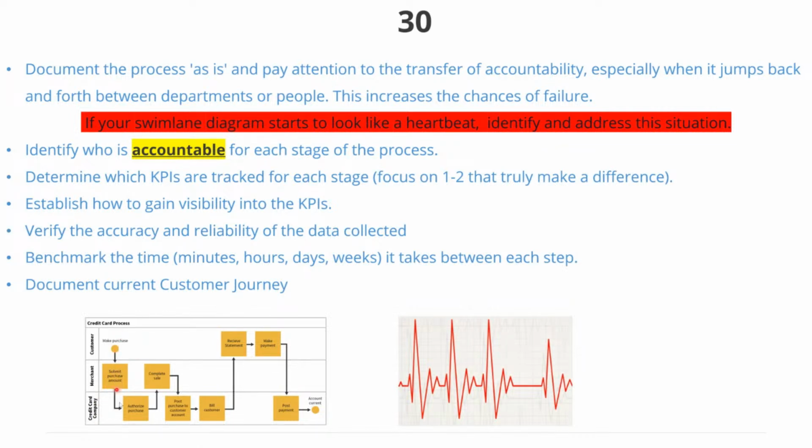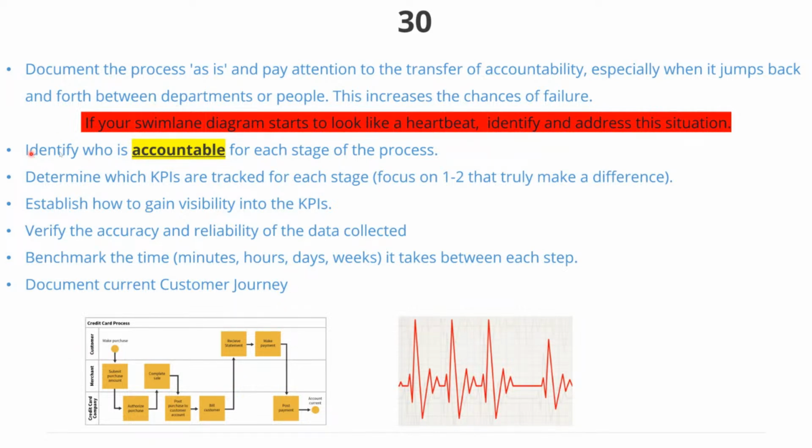One particular point to pay attention to, and that's why a swim lane diagram is so helpful, is if you see a customer file, whether it's digital or a real paper file, being bounced between departments. As I usually say, if it looks like a heartbeat, you have a problem, because every time it crosses the line of a department, mistakes can happen.